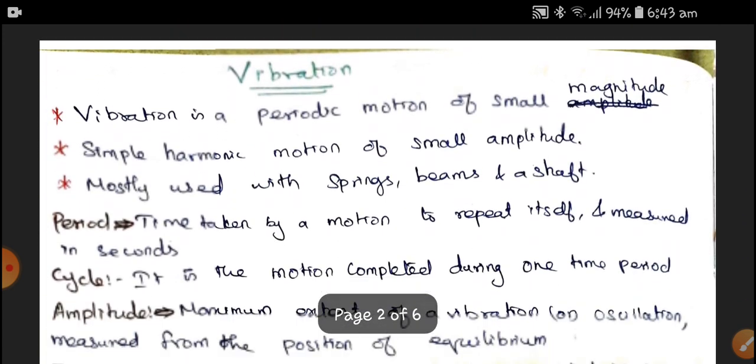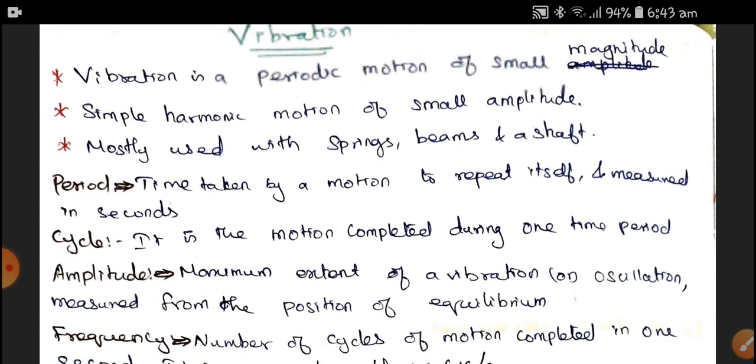As I said earlier, vibration is a periodic motion of small magnitude. Here it is in the form of a simple harmonic motion of small amplitude. Mostly springs, beams and shafts are affected by vibrations. Wherever we use a spring, a beam or a shaft, vibration occurs. And vibration can be analyzed by a spring mass system, a shaft torsion system or a transverse system.